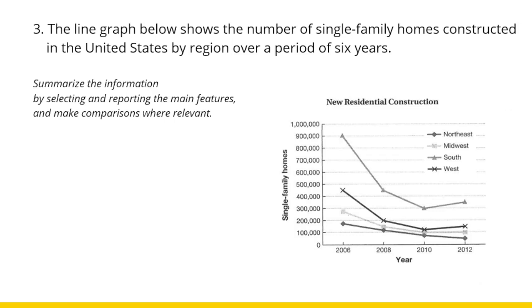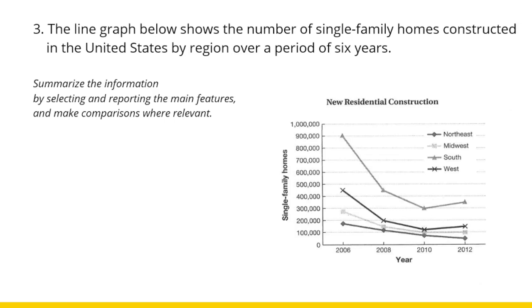So let's take a look. We have our title. Always make sure you read it. New residential construction. We have different years from 2006 until 2012. And we have these numbers. As you see, these numbers represent single-family homes. And your task is exactly the same that I explained to you earlier: to summarize the information by selecting and reporting the main features and make comparison where relevant. So you are going to compare and discuss the most important details in this graphic. So for example, highest number, lowest number.